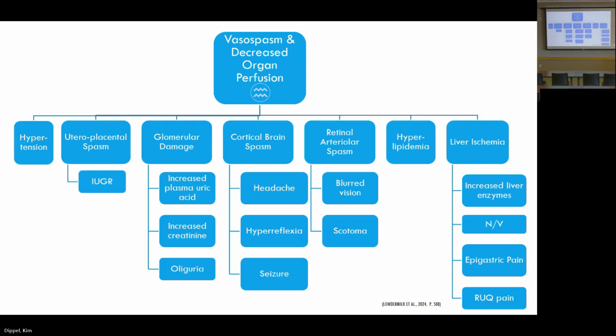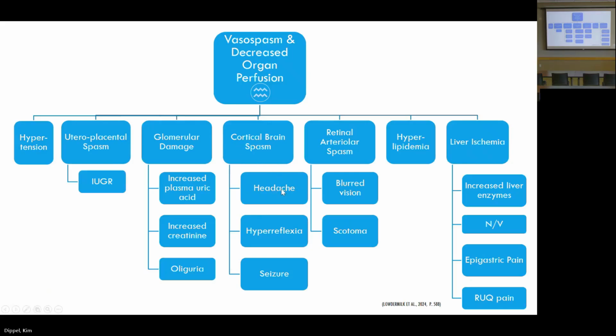Well, when you have vasospasm and decreased organ perfusion, you get an increase in uric acid, an increase in creatinine, and you don't get as much urine because the kidneys are not functioning as they should. You get a decrease in GFR. Then we have cortical brain spasm.